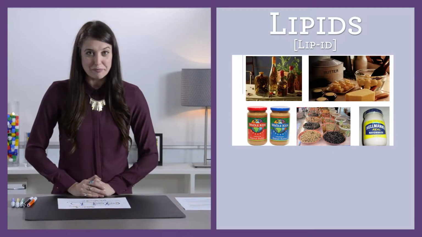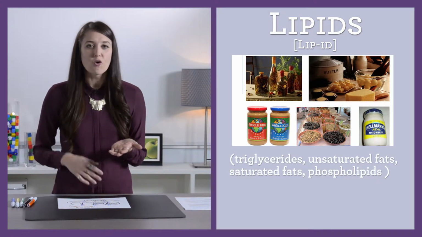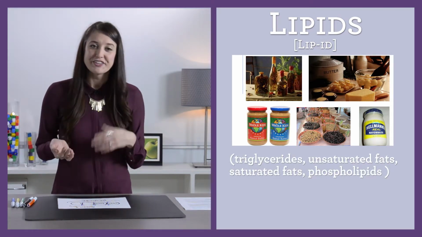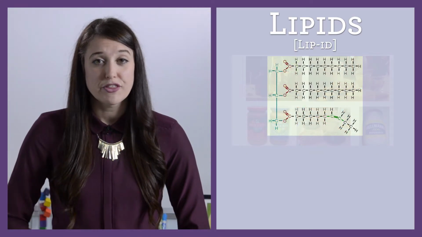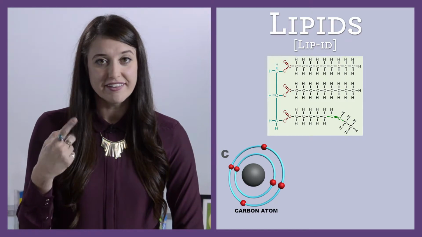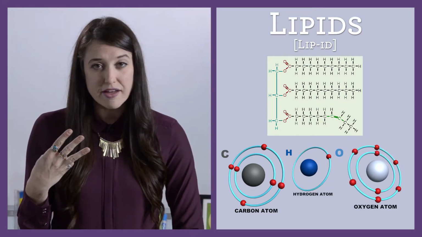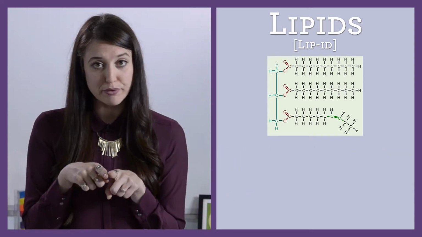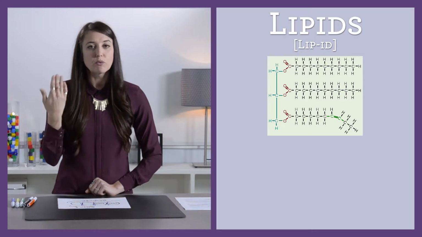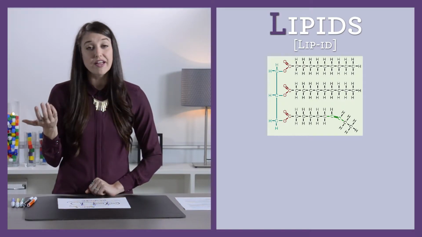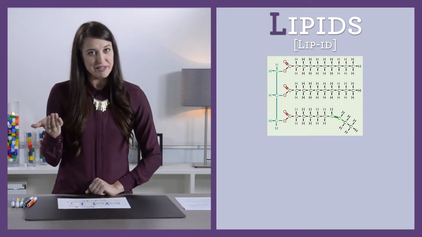We're going to talk about lipids. Other names for lipids are triglycerides, or unsaturated fats, saturated fats, or phospholipids. They contain 3 elements: carbon, hydrogen, and oxygen, just like carbohydrates. But instead of them being arranged in a ring shape, they are in long chains. So when we think about lipids, we're going to think about the letter L. L for long chains and lipids.